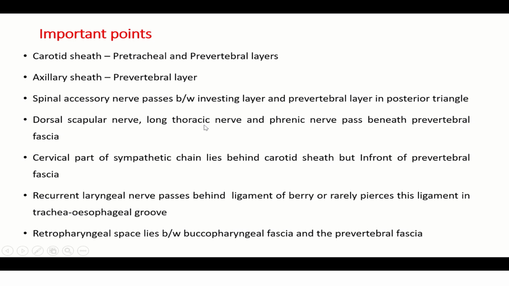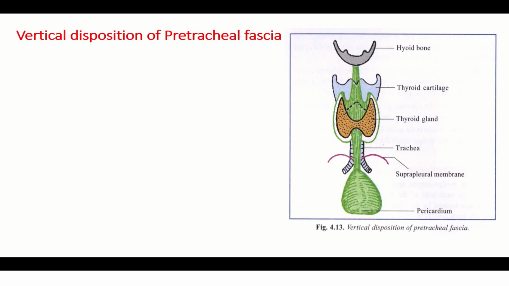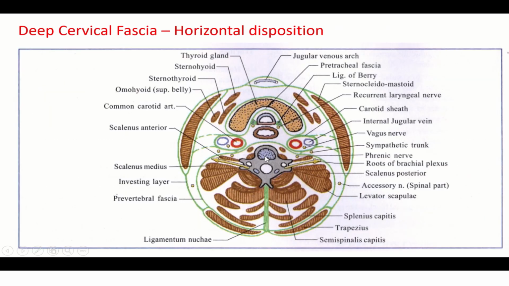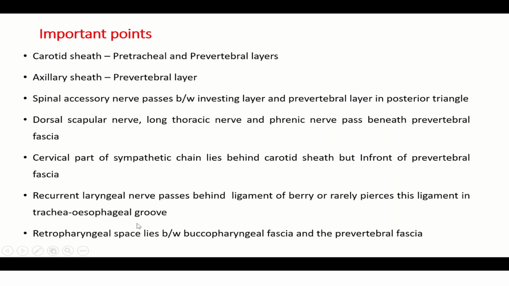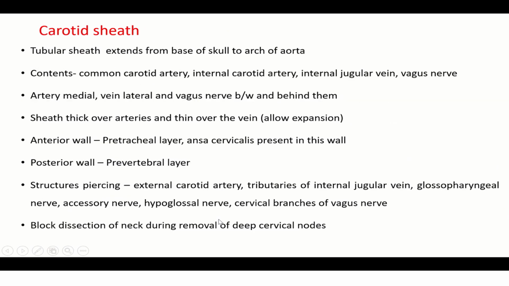Then the dorsal scapular nerve, long thoracic nerve and phrenic nerve pass beneath the prevertebral fascia. The cervical part of the sympathetic chain lies behind the carotid sheath but in front of the prevertebral fascia. The recurrent laryngeal nerve passes behind the ligament of Berry or rarely pierces this ligament in the tracheoesophageal groove. I have shown earlier in the diagram. If you observe, see here, this is the recurrent laryngeal nerve passing behind the ligament of Berry. Then the retropharyngeal space lies between the buccopharyngeal fascia and the prevertebral fascia.